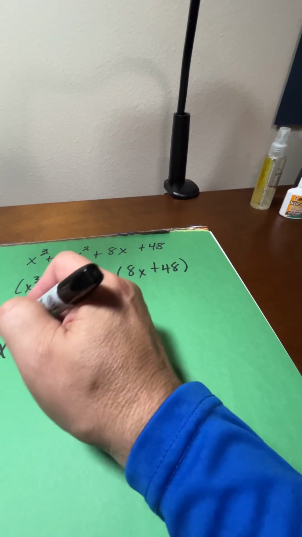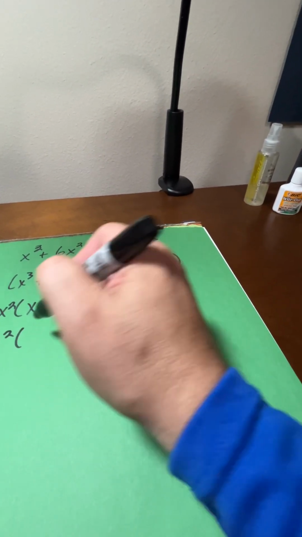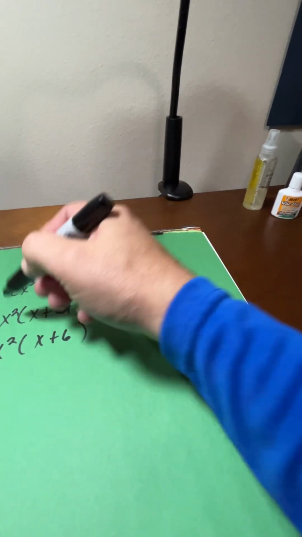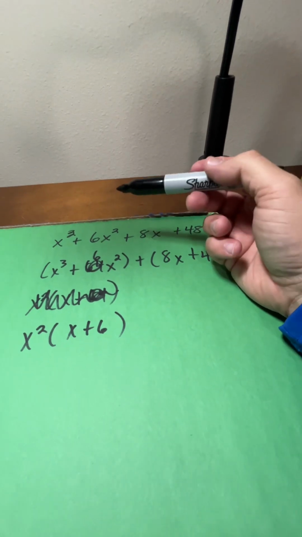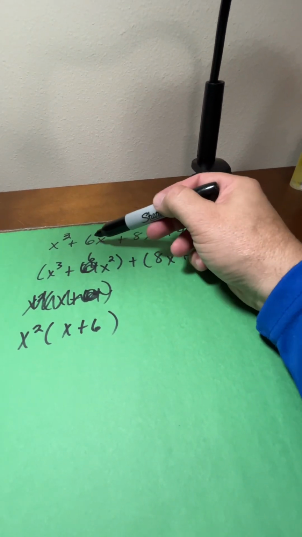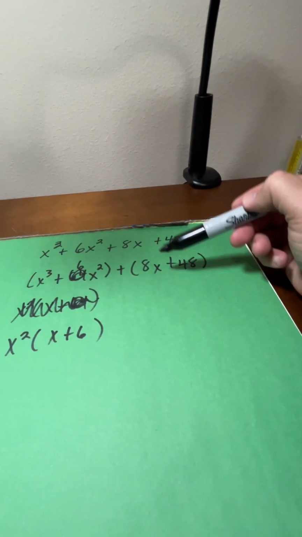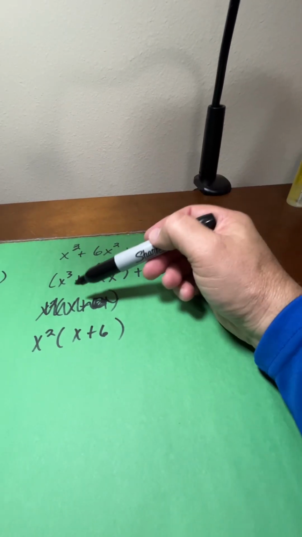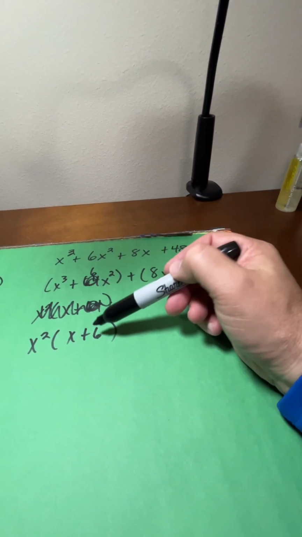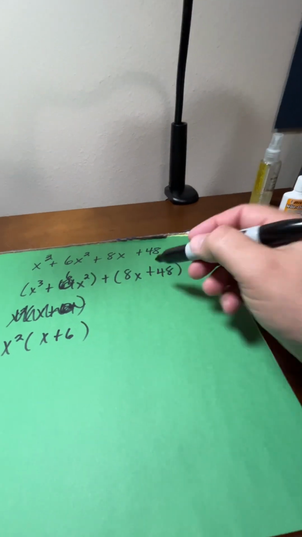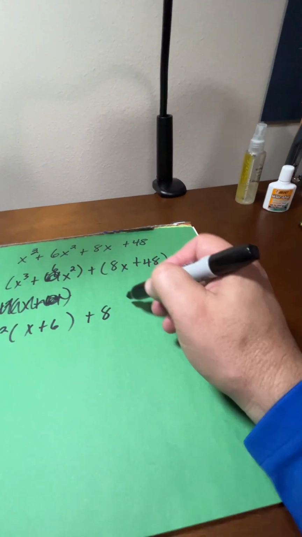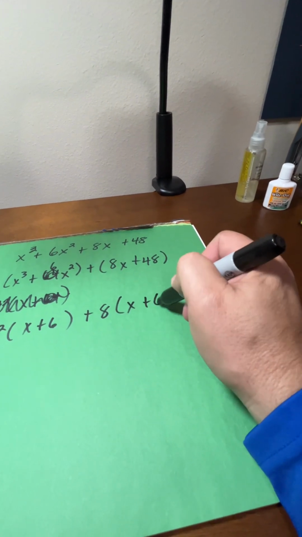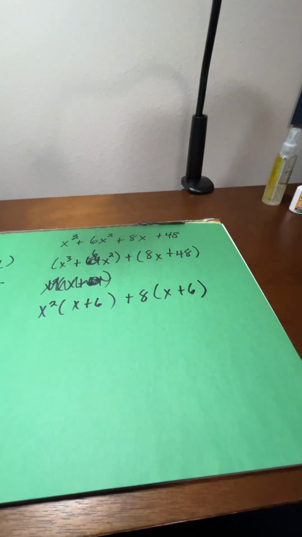Let me rewrite this. So not 64, I don't know where that came from, but I just grouped these two together here and then those two together there, and that's a 6, not 64, but x squared is the greatest common factor, so it looks like this. And then I come over here and I factor out the greatest common factor over here, and the greatest common factor between those two is an 8. And so it looks like this.